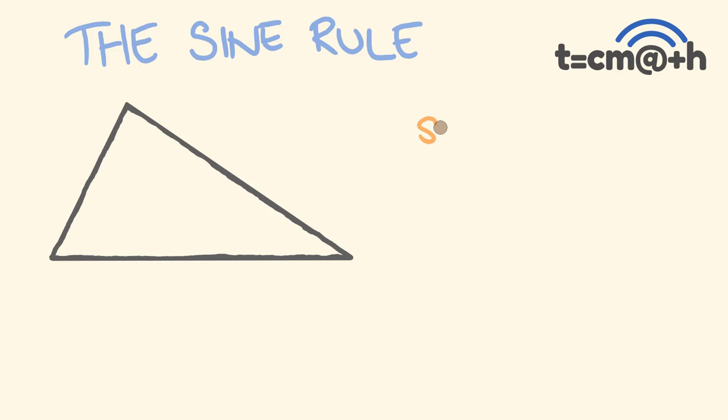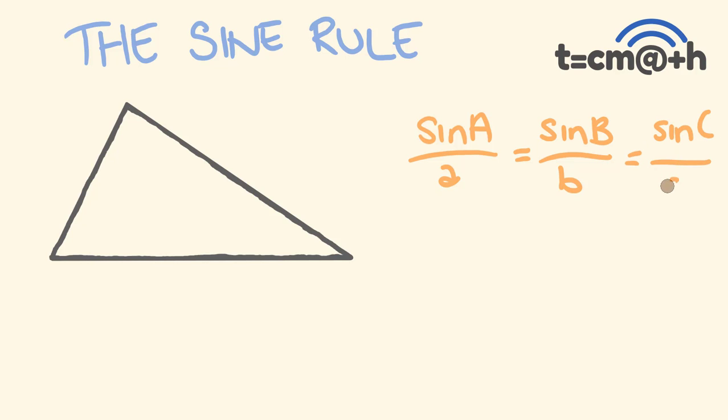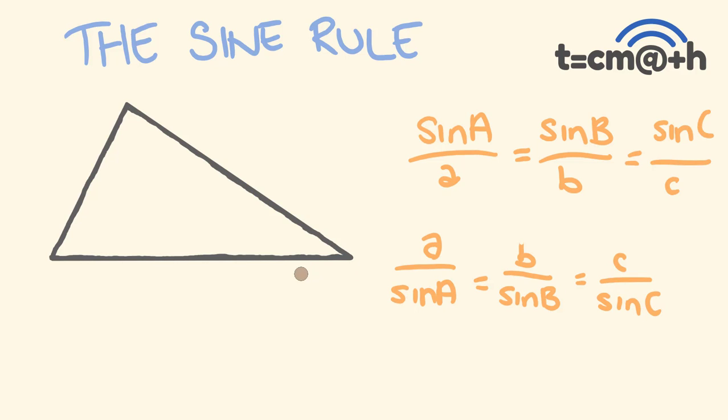It says that the sine of capital A over little a is equal to the sine of capital B over little b, which is equal to the sine of capital C over little c. Or alternatively, the whole lot here can be flipped as follows. We can have little a over the sine of A is equal to little b over the sine of B, which is equal to little c over the sine of C. It's a nice, easy rule to remember, yeah? So what's this all mean?